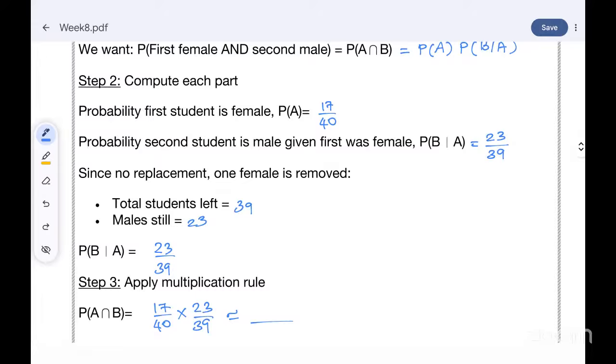Yes, madam, one doubt. Like, can we solve this also using the combination formula, like 17C1 into 23C1 divided by 40C2? Yes, that is also possible.